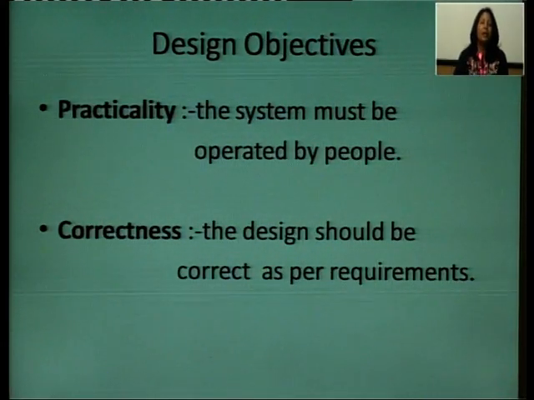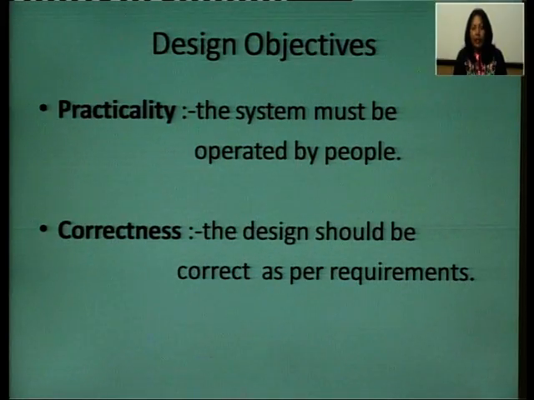So there are some design objectives. Practicality is the main design objective: the system must be operated by people. Correctness means the design should be correct as per requirements.